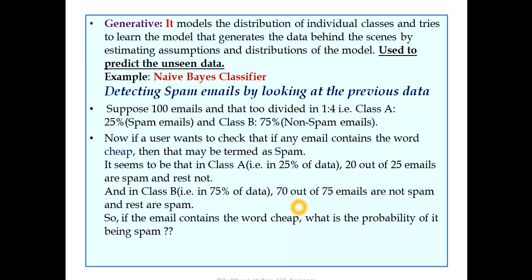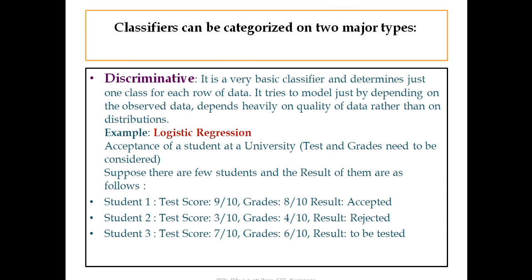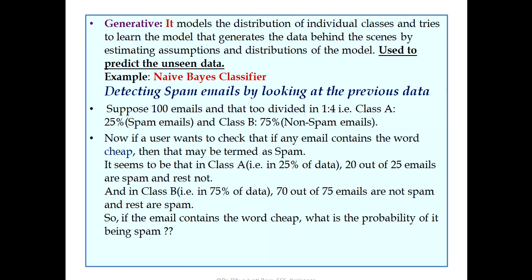Now, the Bayes classifier is clear to you. Okay, so probability based classifiers, and now we have discussed both of them, that is discriminative, under which we have logistic regression as an example, and generative, under which the naive Bayes classifier is an example.